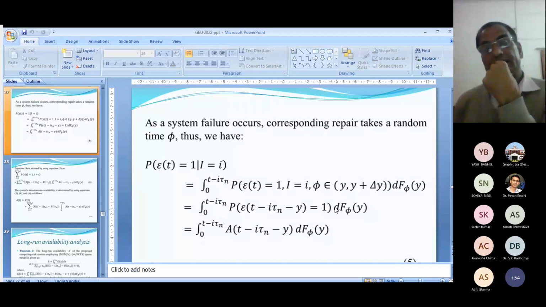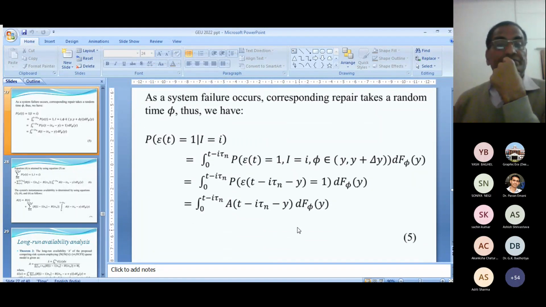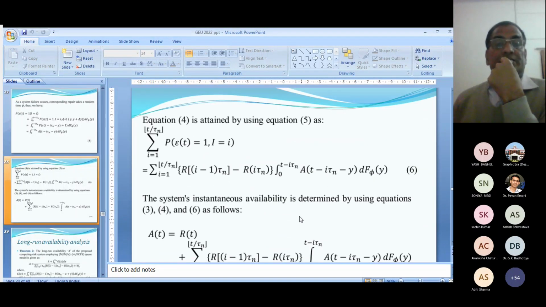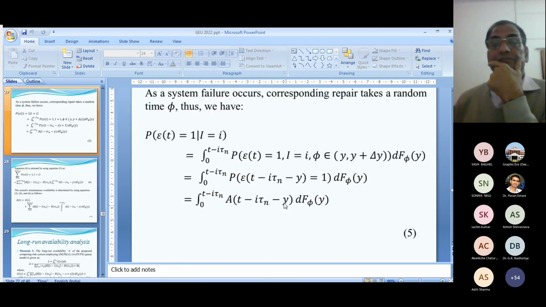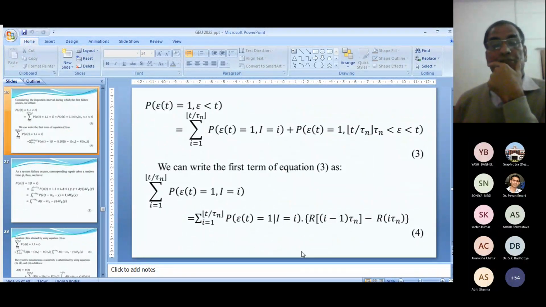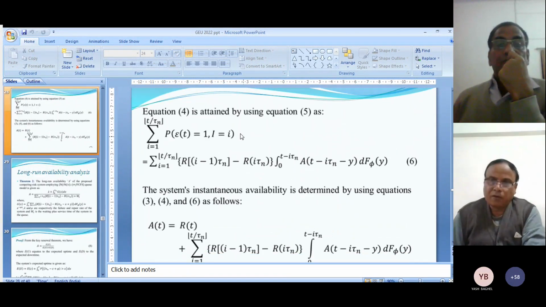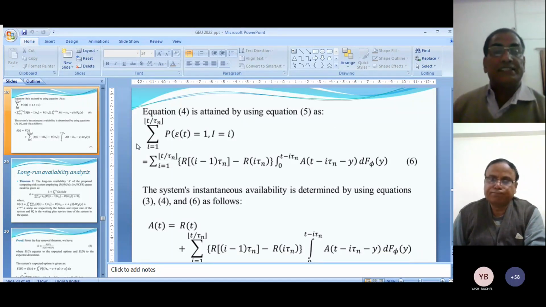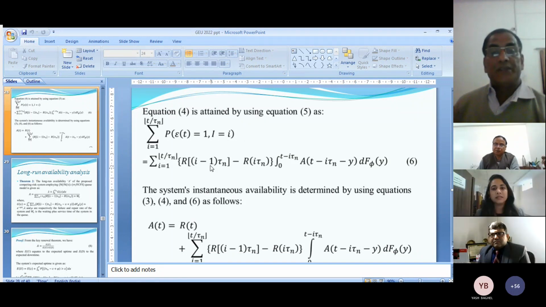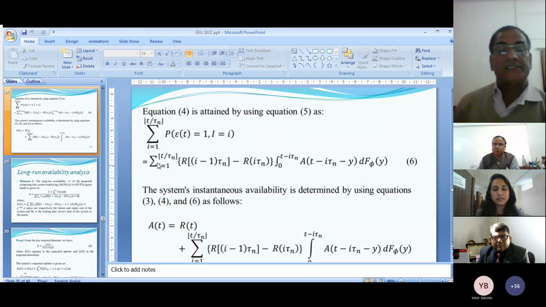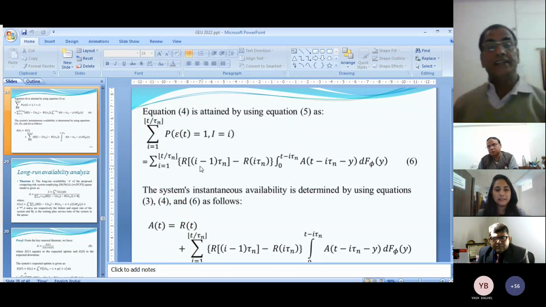This may further be expressed like this, which finally, for i equal to 1, may be expressed with the help of the availability of the system. This is equation 4. Equation 4 can be attained by equation 5 as this, which may be expressed like this as seen in the previous slide.